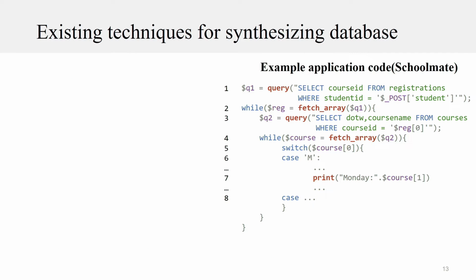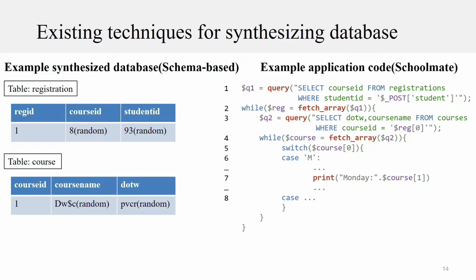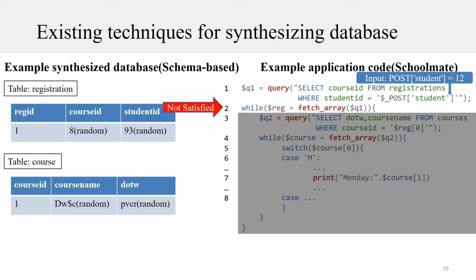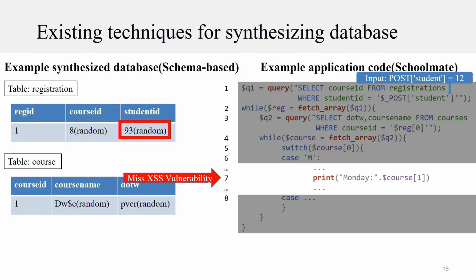For the motivating example, schema-based techniques only read and analyze the database schema. Therefore, the quality of the synthesized database is low, as I showed on the left. When the student ID equals 12, running this program with the database on the left, the execution will not enter the while loop body, since the desired value, student ID equals 12, is not guaranteed in the synthesized database. So the execution will not test the vulnerability.